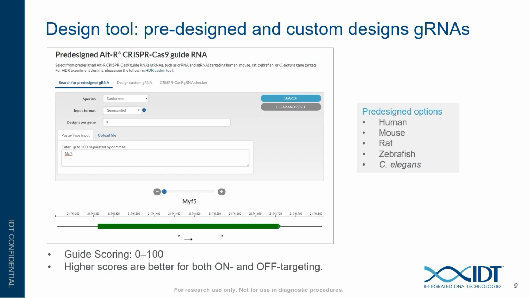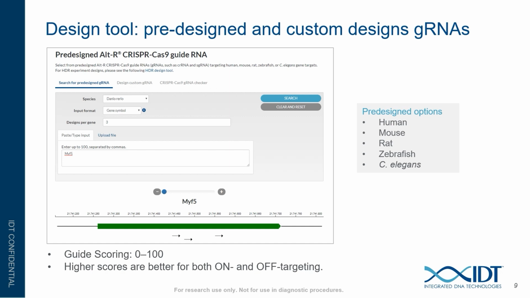There are many design tool options available, and I would encourage you to take a look at the IDT Guide RNA Design Tool, which is very user-friendly, flexible, and provides a platform for single or batch designs. The design tool has a library of pre-designed options for various species, including human, mouse, rat, zebrafish, and C. elegans, and the tool can accommodate custom sequence requests. Here is a screenshot of the design tool preloaded with a design search for the MYF5 gene in zebrafish.